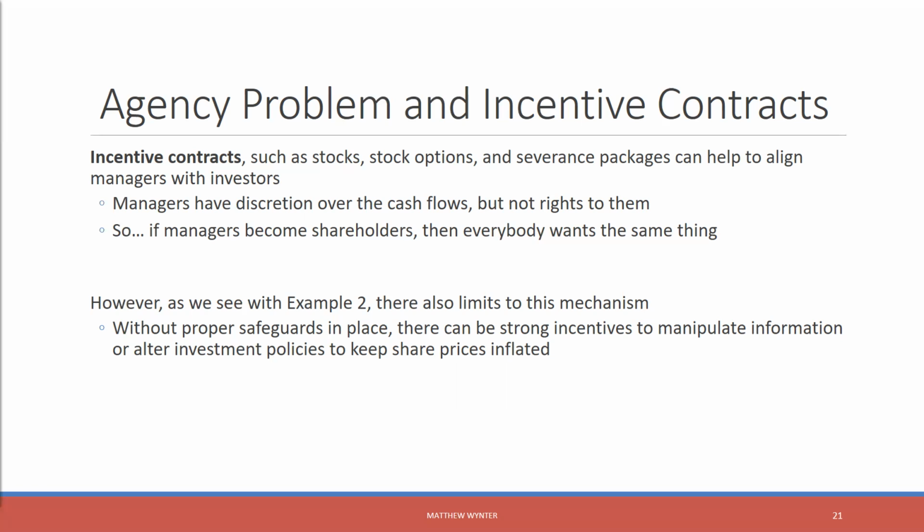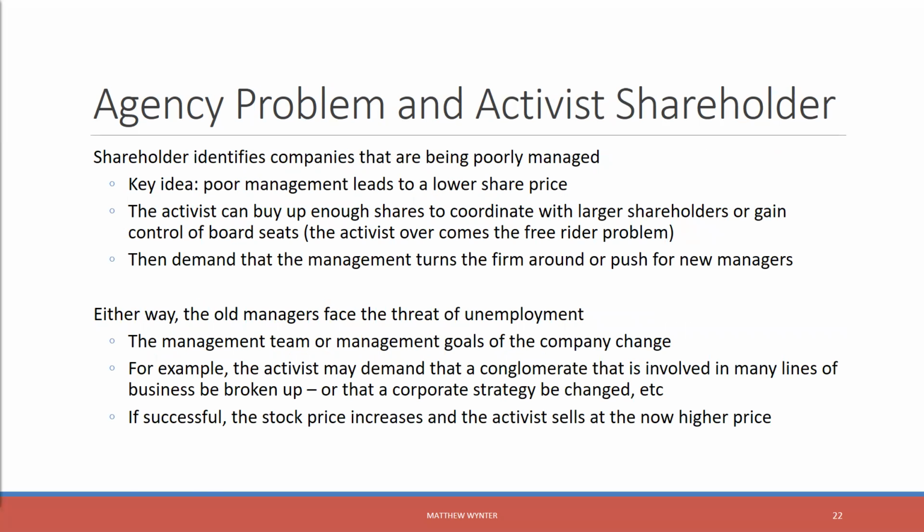Without proper safeguards in place, there can be strong incentives to manipulate information or to alter investment policies to keep share prices inflated. And we'll see this with all of these mechanisms. There's no one perfect mechanism that solves everything. Everything has its limitations. The next thing that's mentioned is activist shareholders.